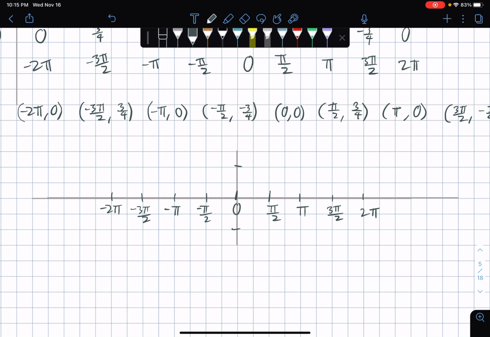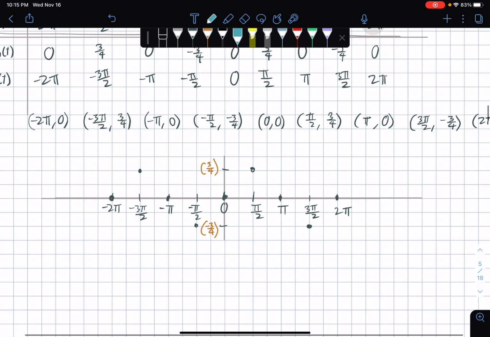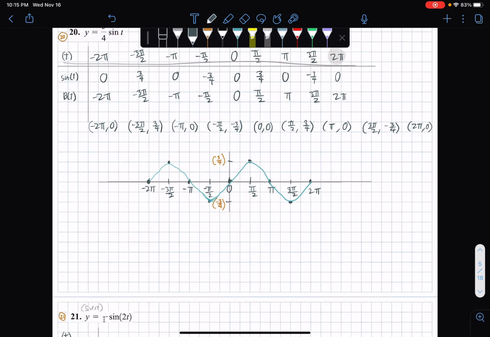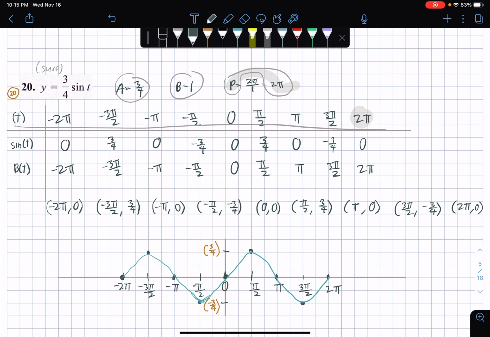precalculus lessons. So negative 2 pi and 0. 3 over 4 is our amplitude, so positive 3 over 4 above sea level, and below sea level it's negative 3/4. Negative pi, 0. Negative pi, 3/4, and so on and so forth. Here you go. And so we make the curves. Okay, so that's the graph for number 20.